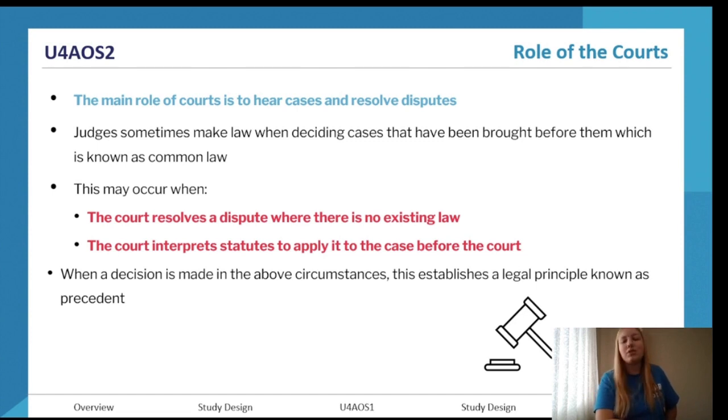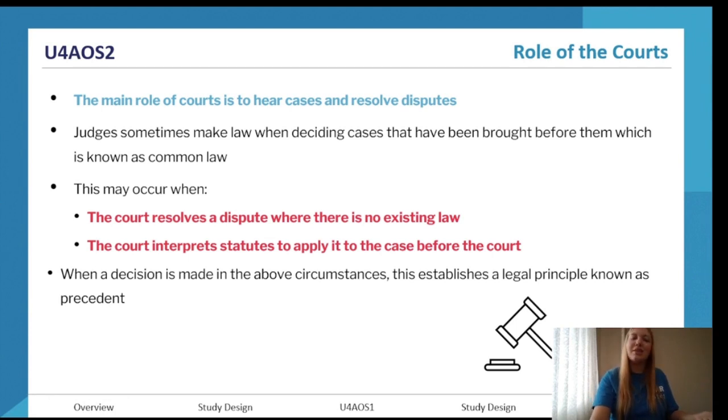And they can also interpret statutes, so our acts or our laws, to apply them to the case before the court. So they can do the same thing that they can do with the Constitution. They can see what is implied within the law, even though it's not actually clear what the decision should be. They can see what was implied and determine that, and then create an outcome, such as with our implied right to freedom of political communication. And when a decision is made in the above circumstances, this establishes a precedent.